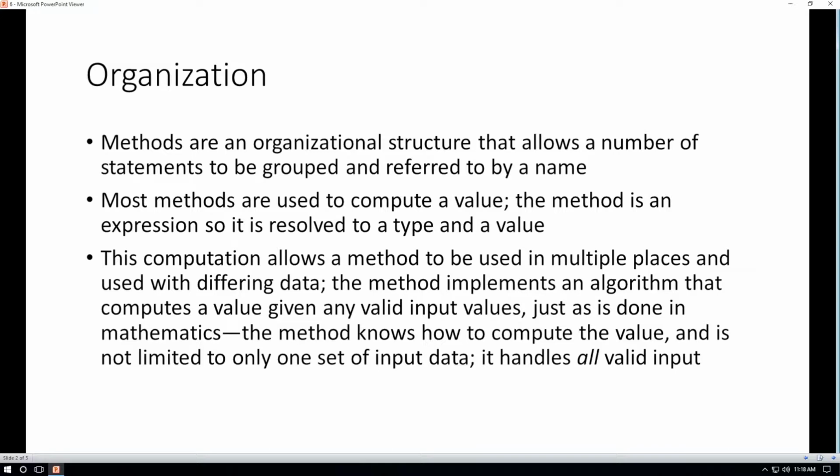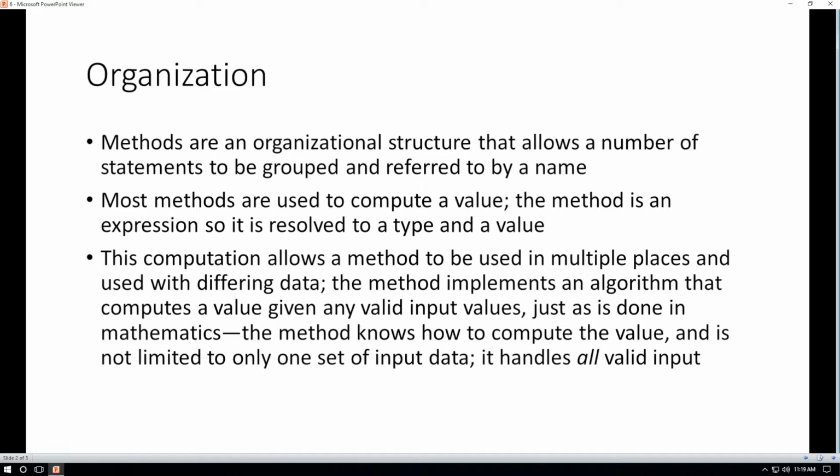We often ask square root to compute the result of a specific number that we give it, but we never tell square root what that number is when we're writing the square root function itself. We say for any legitimate input value, here's the method or algorithm of how to compute a square root value. In our code, when we call it, we give it a specific value and it says, okay, for this value, this is the result. But it works for any input value.